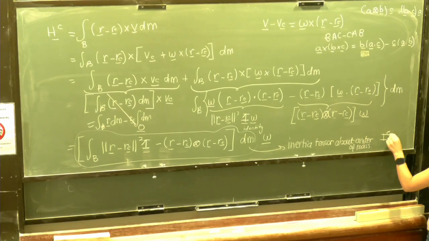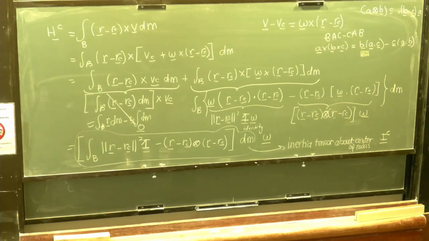I'm going to call it IC, the inertia tensor about the center of mass. Yes? How is the first term, the one with the identity, also a tensor? Because the identity is a tensor, right? And I'm multiplying a tensor by a scalar, which is the magnitude of R minus RC squared, which is going to be a tensor. Okay?